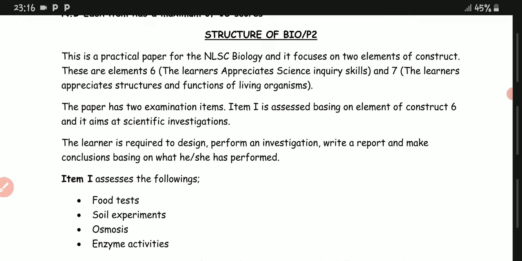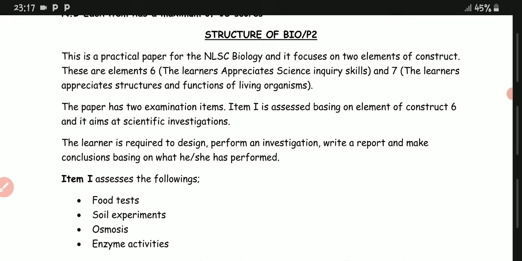Today we are going to look at the structure of biology paper 2. When we talk about biology paper 2, what should come into your mind is that this is a practical paper. Mind you, there is also biology paper 3. Paper 2 and paper 3 are the same; the difference is that they just change the topics. If they set enzyme activity in paper 2, in paper 3 they can bring food tests. But our major emphasis today is paper 2.